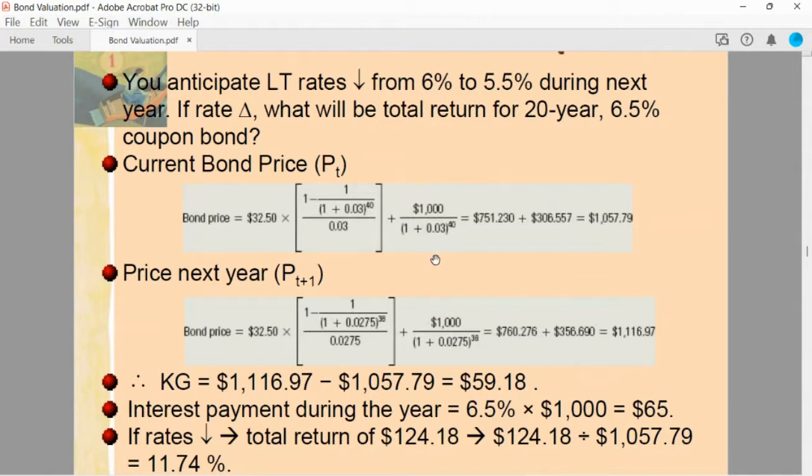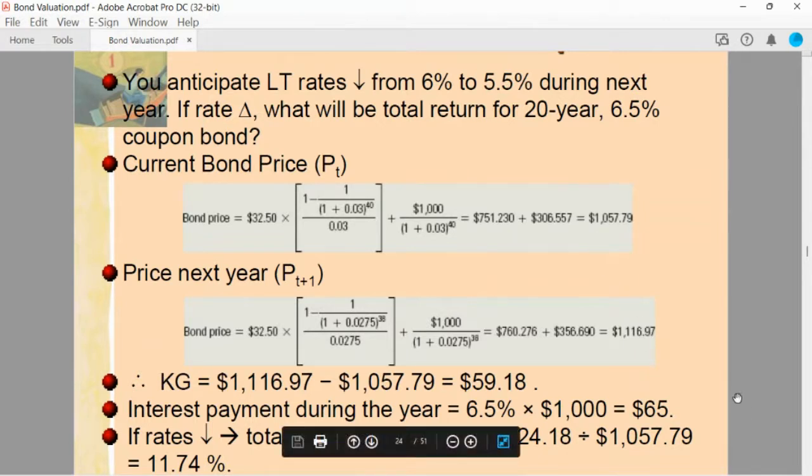Next year, we have 19 years left. Next year, 19 years is 38 semesters. So coupon is still 32.50, right? And then the half-year rate of 5.5 would be 2.75%. So then plugging in this, with 38 semesters, N is 38, then it comes to 1,116.97.